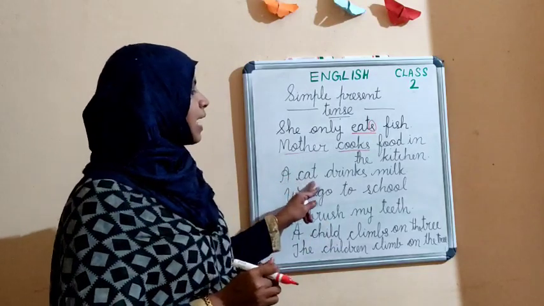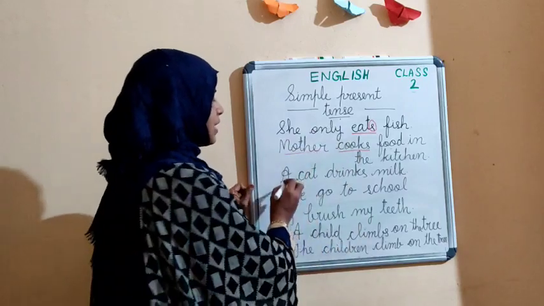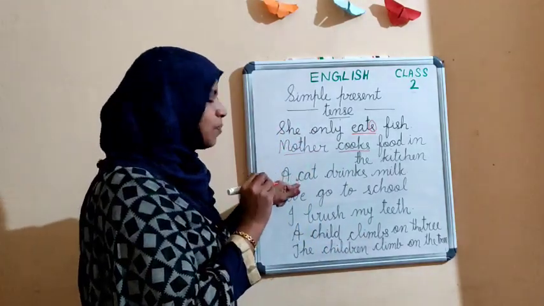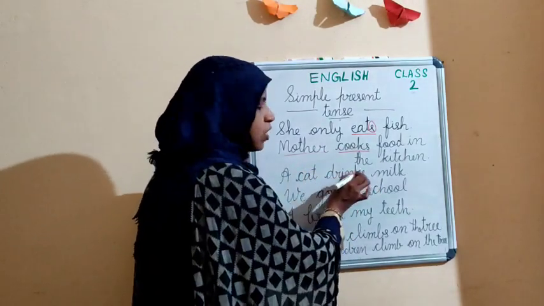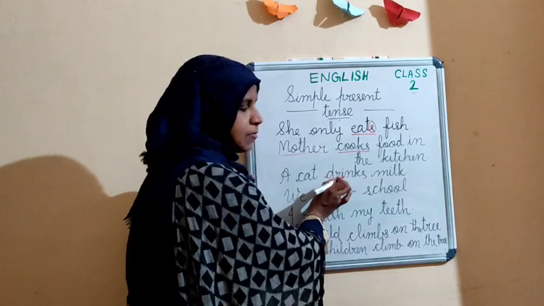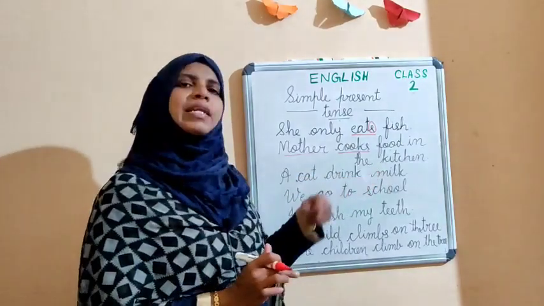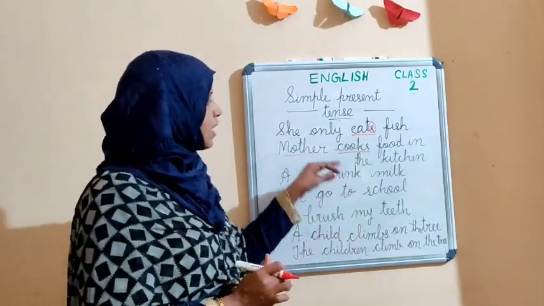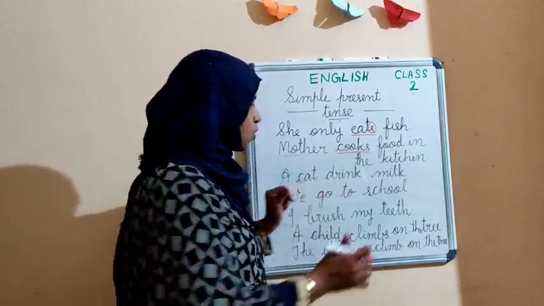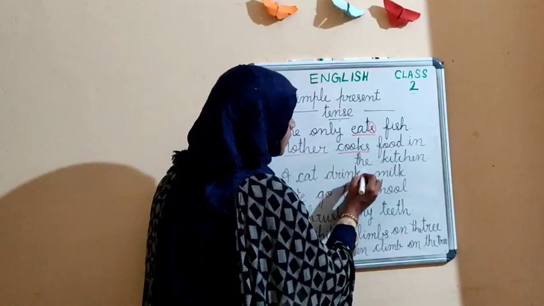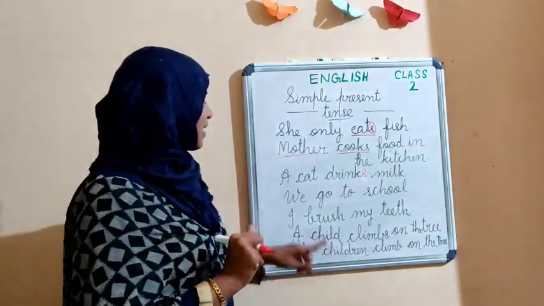Next one. A cat drinks milk. Cat is only one. The subject here is cat, and we add S with the verb. Here the verb is drink. If we write here a cat drink milk, that sentence is wrong. If we write here mother cook food, that sentence is wrong. So what do we want to write here? A cat drinks milk.